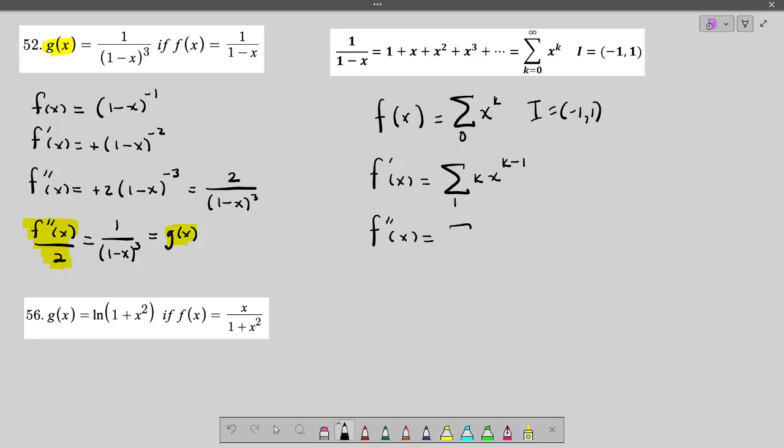So let's not put an index yet. So this is going to be k times k minus 1 times x to the k minus 2. All right, just bring down the power, subtract 1. Regular derivative. And then we go through the same process again.